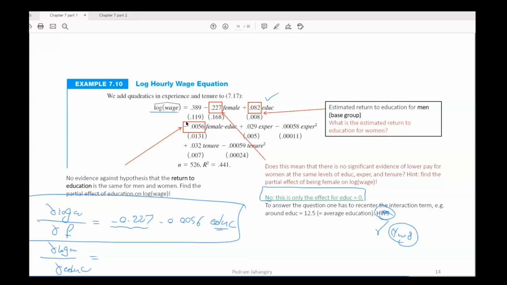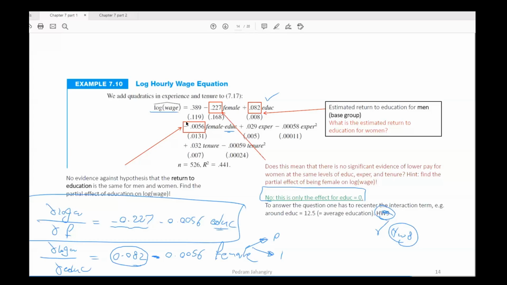Whenever you see education, it shows up in the derivatives, right? So 0.082. Where else do I have education? Here. So the derivative is going to be minus 0.0056 female. Okay, make sure that you take the derivative correctly. Do I have education anywhere else? No. Okay. Now, how can I interpret this number? So let's do 8.2%, because I can plug in female equal to 0 and 1 and get two different numbers, right? Starting from female equal to 0.